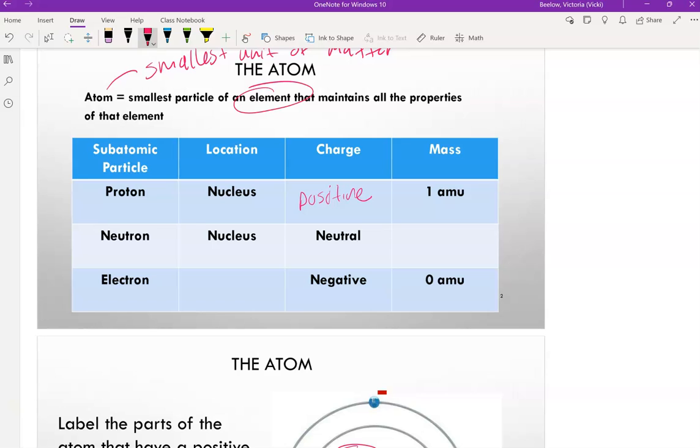And a proton does have mass. And these are so small. I mean, these are subatomic particles. These are things that make up atoms, which are the smallest unit of matter. And so we use special units for that. So a proton weighs 1 AMU. This stands for atomic mass unit. So it's a special unit that we use for atoms, which are really, really small.